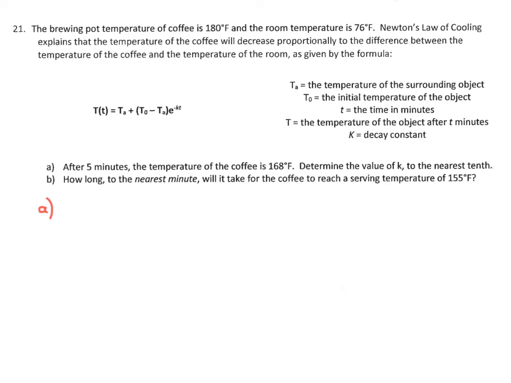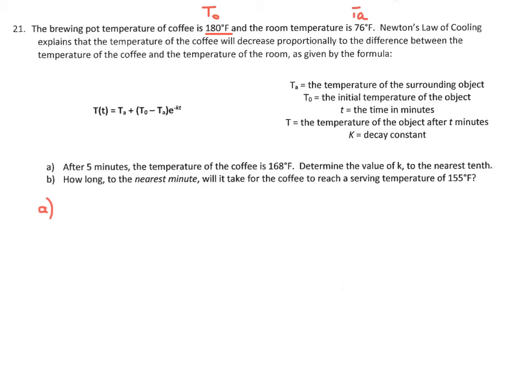Okay, number 21 is very similar to the previous one. This one deals with Newton's law of cooling, and they tell us that the brewing pot temperature of coffee is 180 degrees. So the coffee was brewed, and it reached a temperature of 180 degrees, and it was then placed in a room that was 76 degrees. So this would be our surrounding temperature. That would be the T sub A. And then this, 180, would be the initial temperature. That would be the T sub 0.